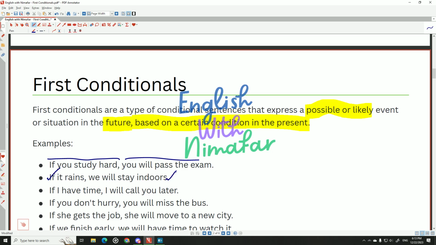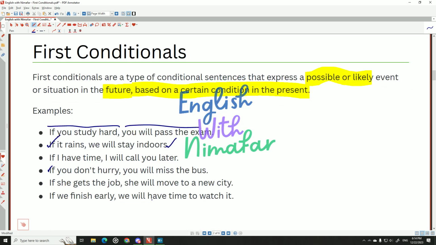If I have time, well, I'm a busy person, but if I have time, sure, I'll call you later. If you don't hurry, you will miss the bus. We use miss the bus, not lose the bus, miss the bus. So if you don't hurry, this is a condition. Well, you don't care, you don't hurry, and so you miss your bus.